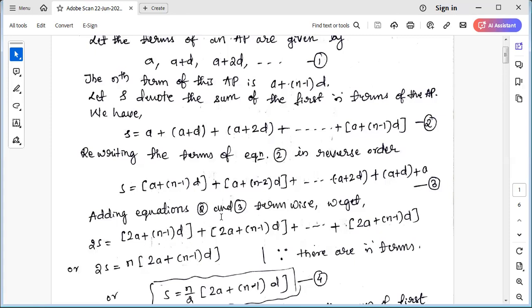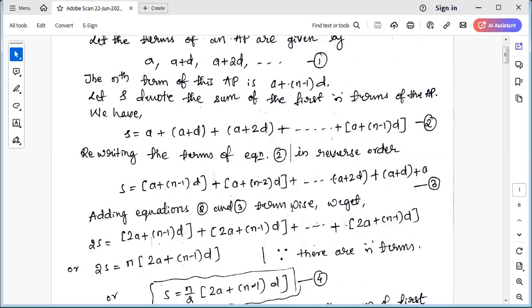And next, addition is a plus n minus 2 into d plus a plus d. So a plus a again gives 2a, plus d plus n minus 2 into d. So that gives n minus 1 into d. So in this way, we can continue the term by term additions up to the nth terms.